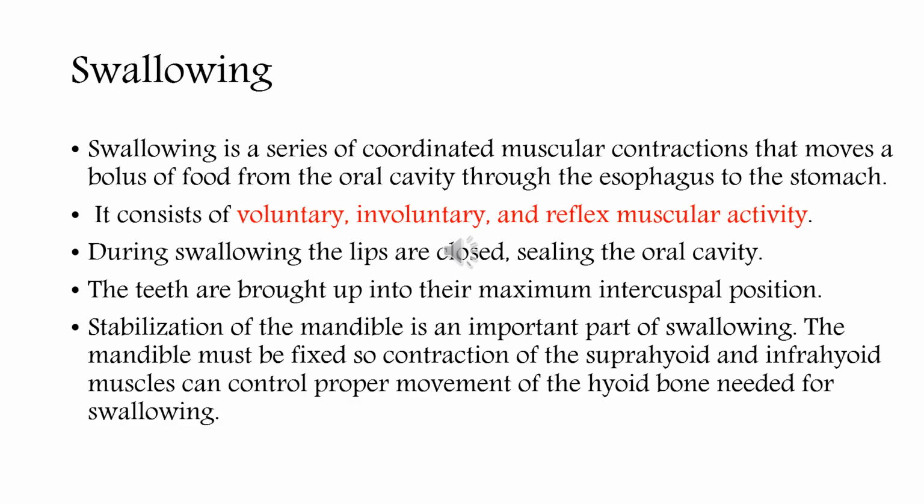And why is that? Because we need the seal, okay? So we need to seal the oral cavity so the pulse can go backward. And the teeth come into contact, into maximum intercuspation. Now the mandible, when we swallow, should be stabilized, okay? Should not move. So the suprahyoid and infrahyoid muscles will control the hyoid bone, so the swallowing happens smoothly. Okay, so the mandible during swallowing is fixed, the teeth are in contact, and the lips are tightly sealed or tightly closed.